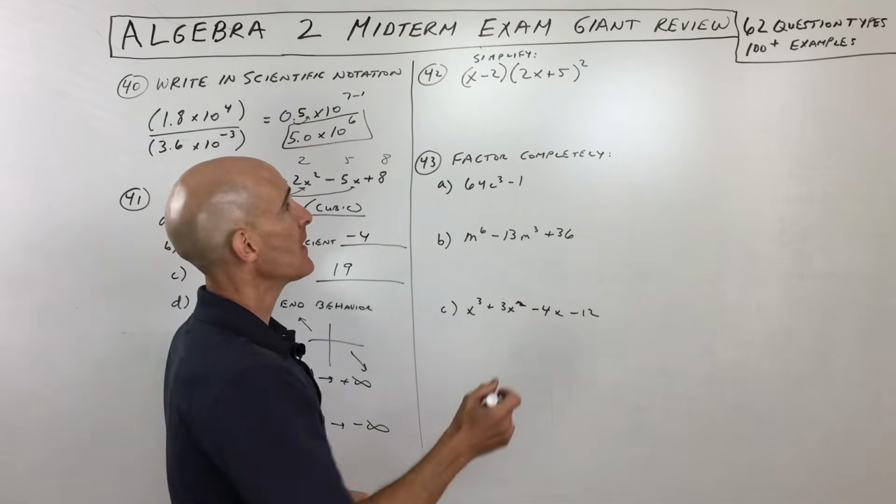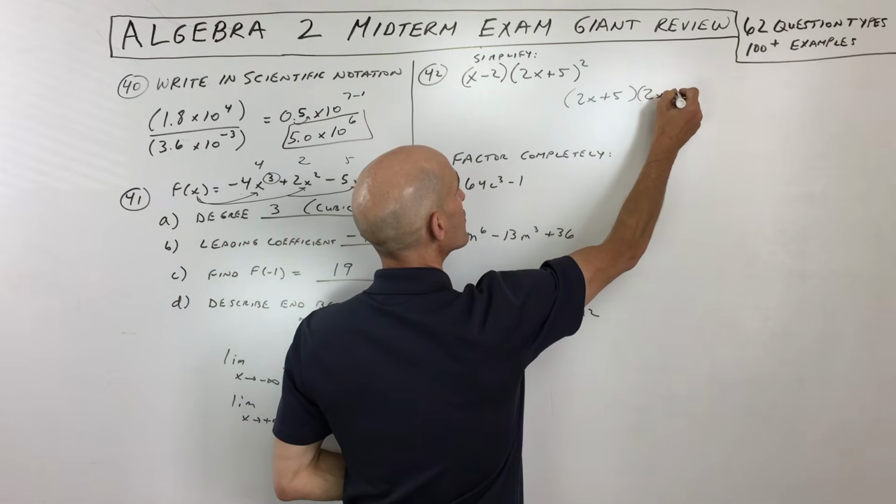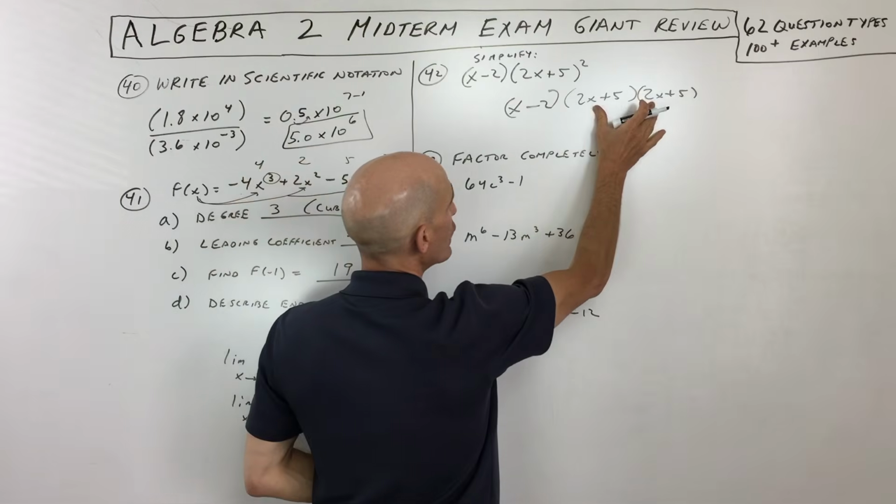You don't want to do that, right? You want to think of this as a binomial, which means 2 terms, squared, which means you have 2 of them, like that. So what I probably would do is I would FOIL these out first.